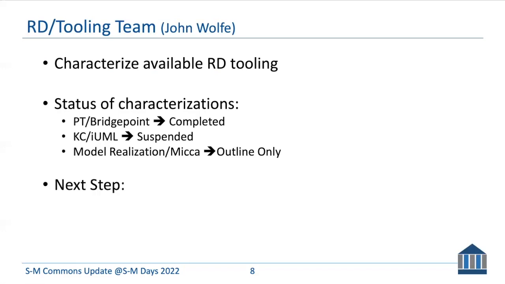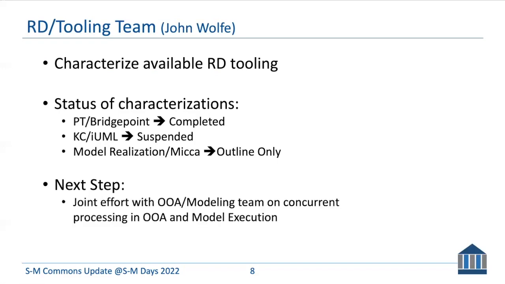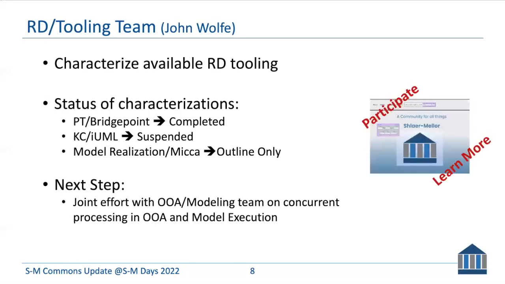Okay, well, the next step for this team, as we discussed earlier, will be working with the OOA modeling team on clarifying concurrent processing in OOA and the implications this has for model execution. It was John who initiated this effort, and having seen over the years the challenges concurrency creates, both at the functional and data integrity level, and for the analysts and architects, I'm really looking forward to getting into this. And yes, all of this work is available on the Commons website.